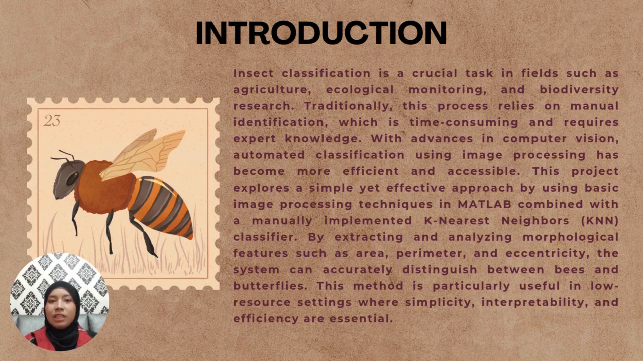This project explores a simple yet effective approach by using basic image processing techniques in MATLAB, combined with a manually implemented K-nearest neighbor (KNN) classifier, by extracting and analyzing morphological features such as area, perimeter, and eccentricity. The system can accurately distinguish between bees and butterflies. This method is particularly useful in low-resource settings where simplicity, interpretability, and efficiency are essential.